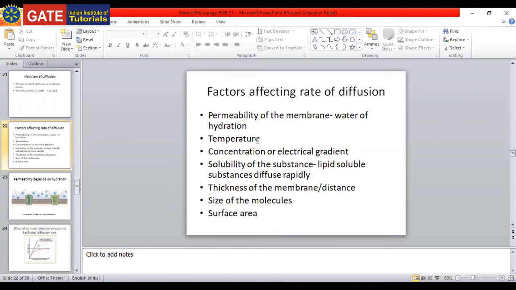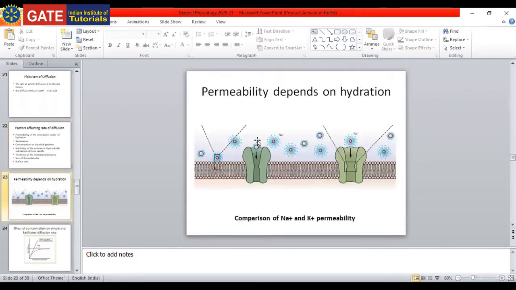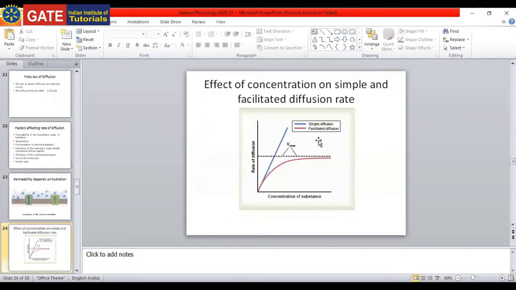More the size, it will be reduced. Okay, good. More the surface area, it will increase, more the diffusion. Okay, good. So that's about the permeability, which I already told you. That's about the water of hydration. So you see, size-wise it's smaller, then you have the water of hydration, which makes it bigger and it becomes less permeable. Whereas potassium is the other way.